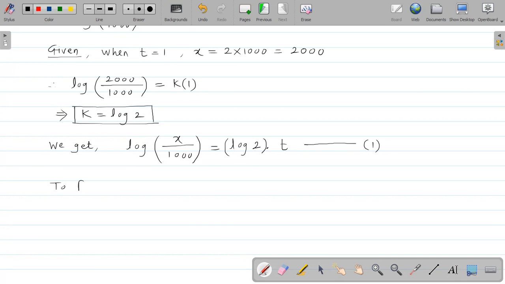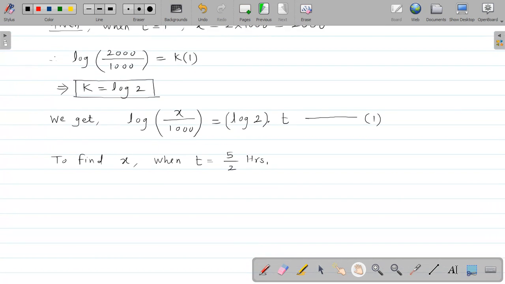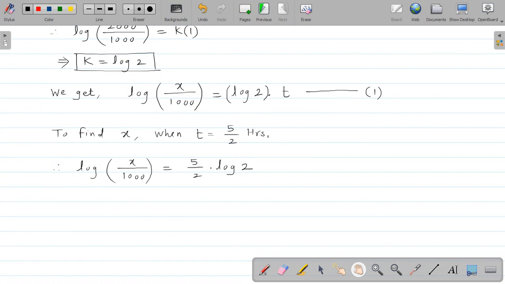Now come to the main question, what we have to find out. After getting this equation, we have to find out the value of x, or the number of bacteria. We have to find out x when the value of t is given, that is t is equal to 5/2 hours. So if you put this given value of t is equal to 5/2 in equation number 1, we get log of x upon 1000 is equal to 5/2 into log 2. Now solve this equation to obtain the value of x. That will be our final answer.